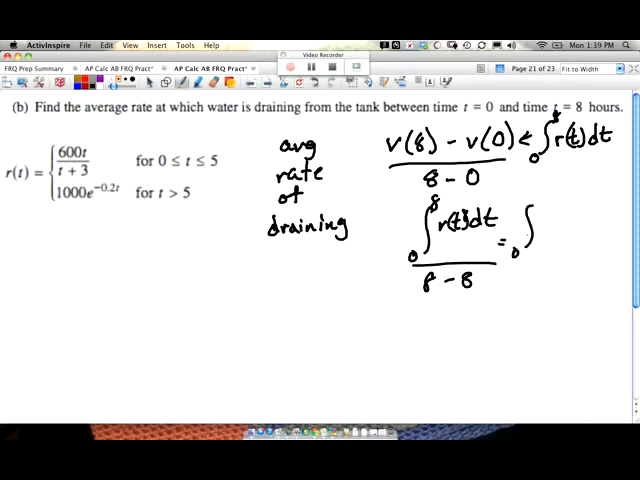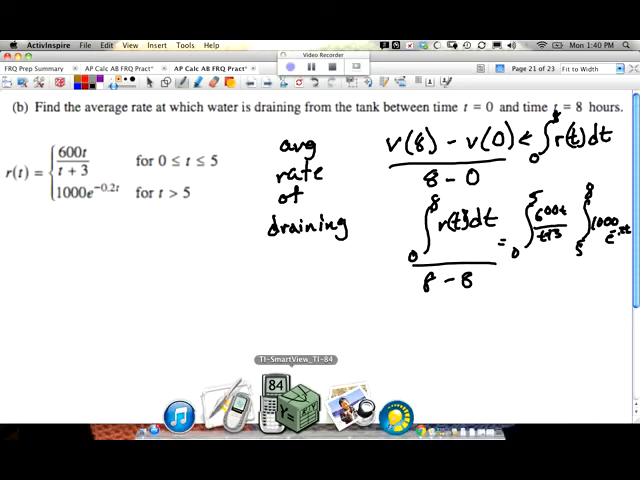The integral on top is going to be equal to the integral from 0 to 5 and from 5 to 8. We have to break it up into two integrals: 600t over t plus 3, and then down here, 1,000 e to the negative 0.2t. We have to do both of them separately and then see what we come up with.